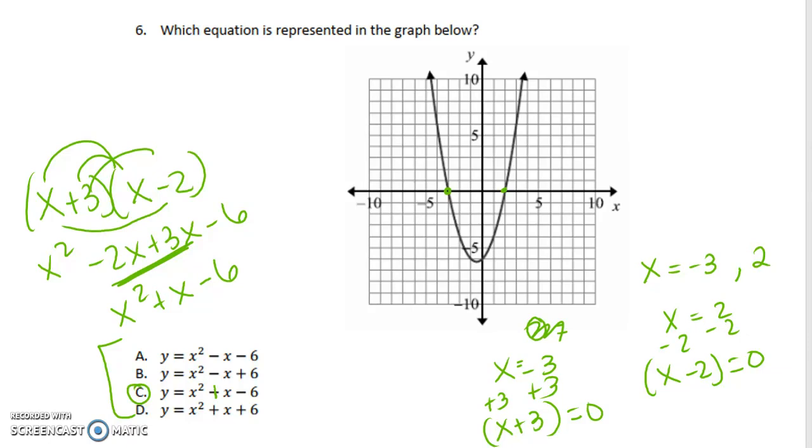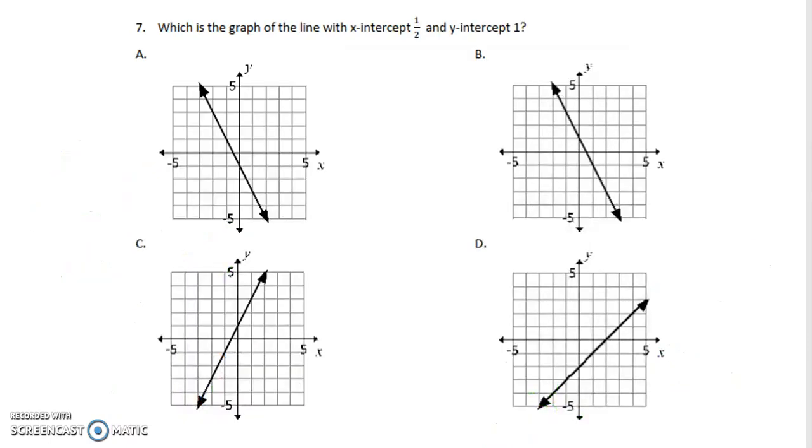Nice. Okay, we're almost through. Just a couple more here. Which is the graph of the line with x-intercept 1/2 and y-intercept 1? Take a peek at all of these graphs and select an answer. If you said graph B, that is correct. Here's our y-intercept of 1. Here's our x-intercept of +1/2.